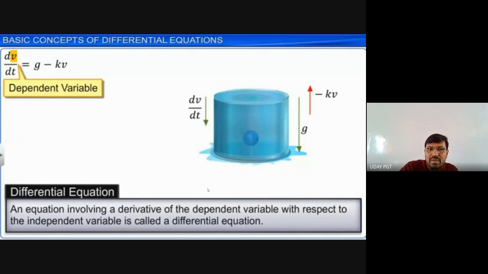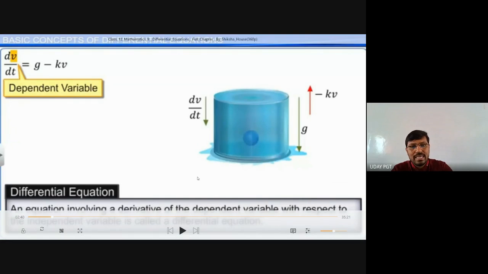And the v we are taking here is called the dependent variable. And the t you are taking here is called the independent variable.